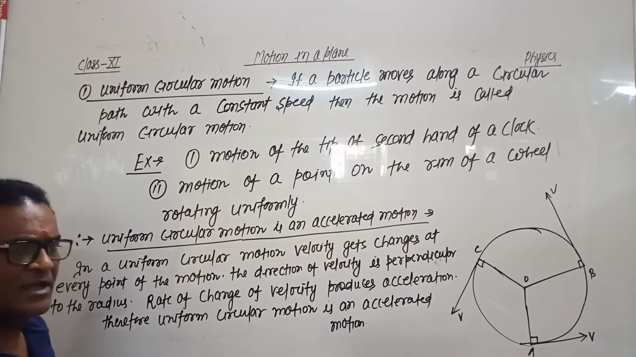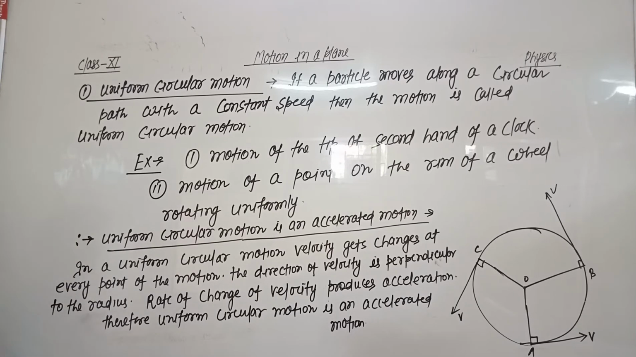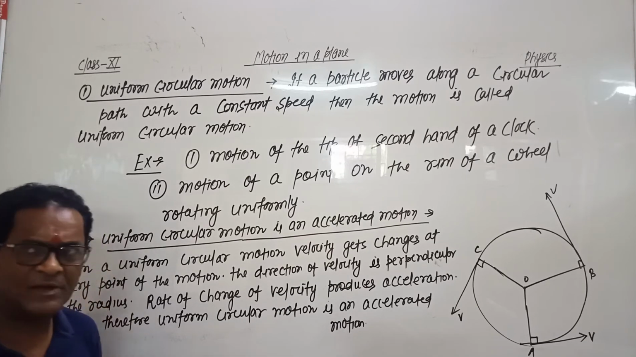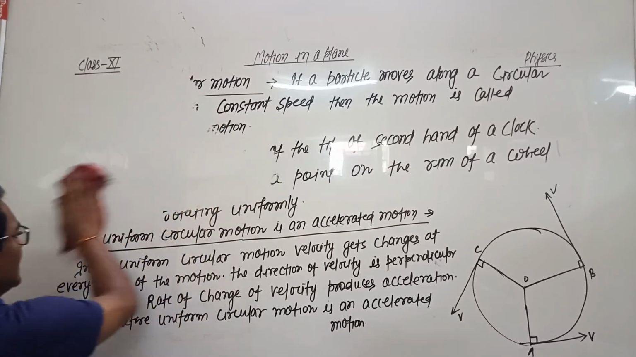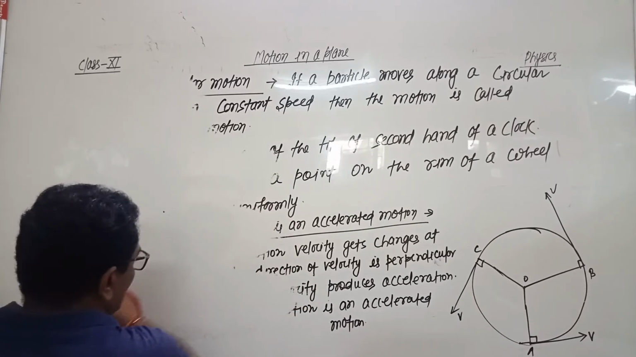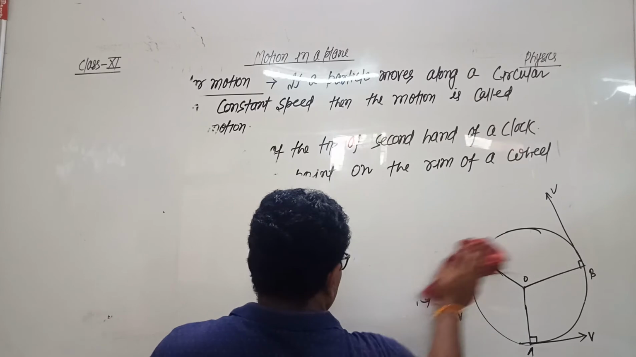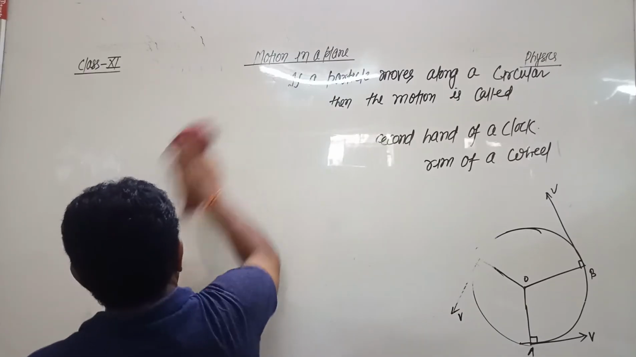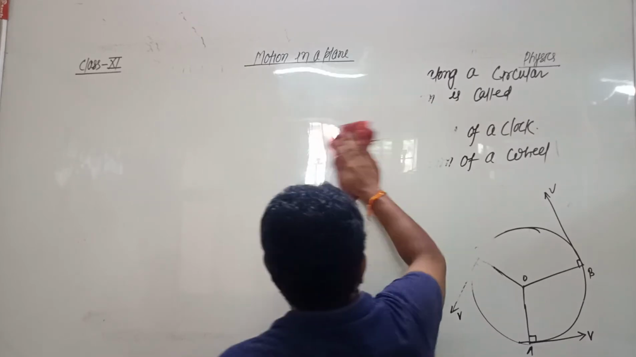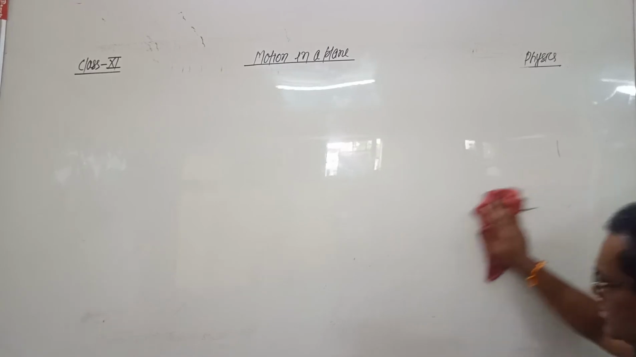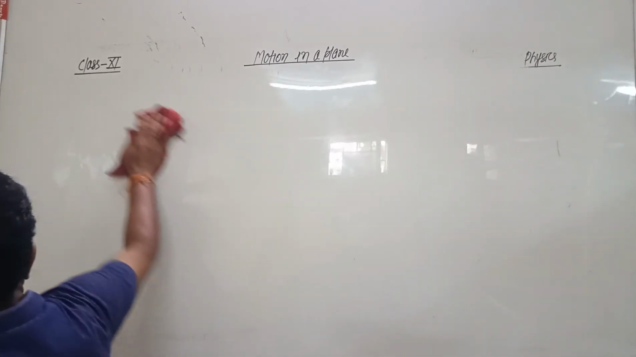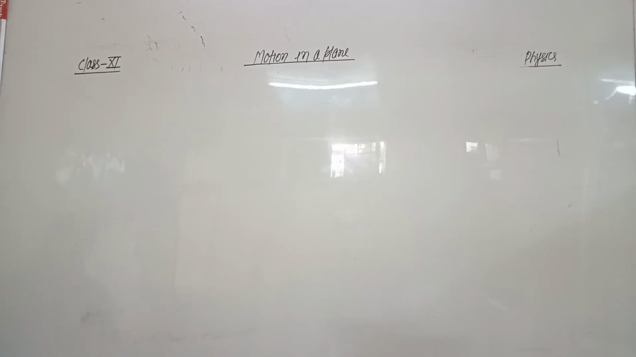And the next point is that uniform circular motion is an accelerated motion. Because the definition of acceleration is rate of change of velocity, and in uniform circular motion the velocity at every point gets changed with time, we can say that uniform circular motion is an accelerated motion, because the velocity at every point during the motion changes continuously.